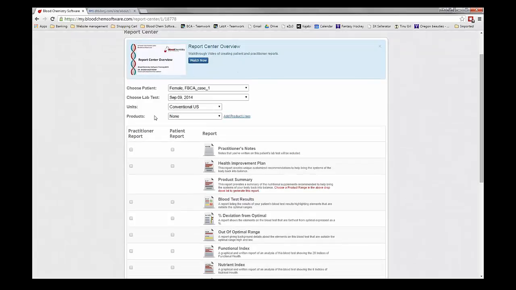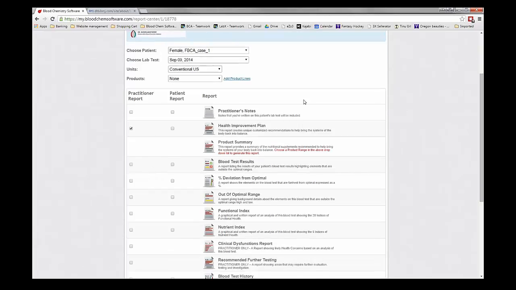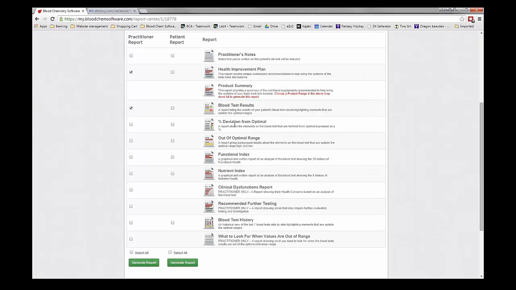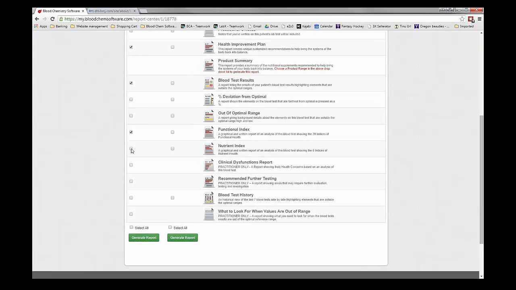I actually don't like to generate a product-specific report right away. I like to just do the blank health improvement, because what it does is basically list the top 5 clinical conditions and the top 3 nutrient deficiencies. It gives you 8 areas that the software thinks should be priority for us to focus on. I want to look at the blood test results report. I'm not super interested in looking at percent deviation from optimal. Don't actually look at that much anymore, to be honest with you. Out of optimal range, I usually think of more as a patient report. Definitely interested in the functional index, the nutrient index, clinical dysfunctions, and recommend further testing.